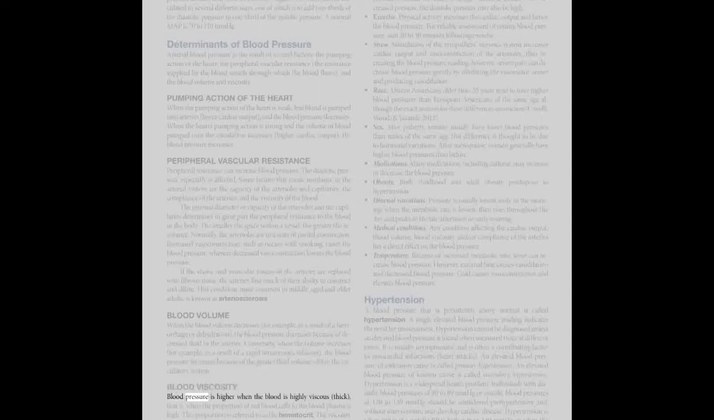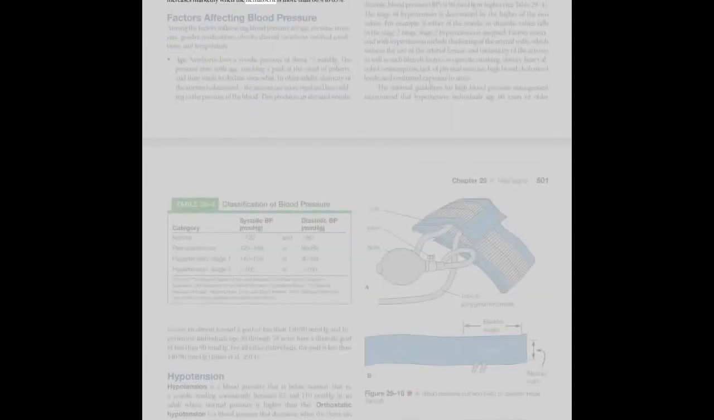Blood viscosity. Blood pressure is higher when the blood is highly viscous, thick, that is, when the proportion of red blood cells to the blood plasma is high. This proportion is referred to as the hematocrit. The viscosity increases markedly when the hematocrit is more than 60% to 65%.